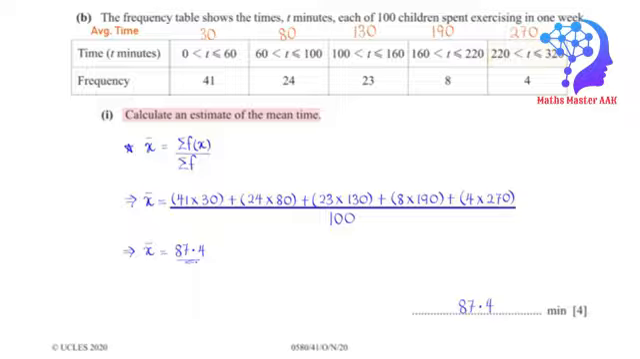Sigma f of x is going to be 41 times 30 plus 24 times 80 plus 23 times 130 plus 8 times 190 plus 4 times 270, divided by sigma f, which is 100. When we type this into the calculator, we get the mean as 87.4.